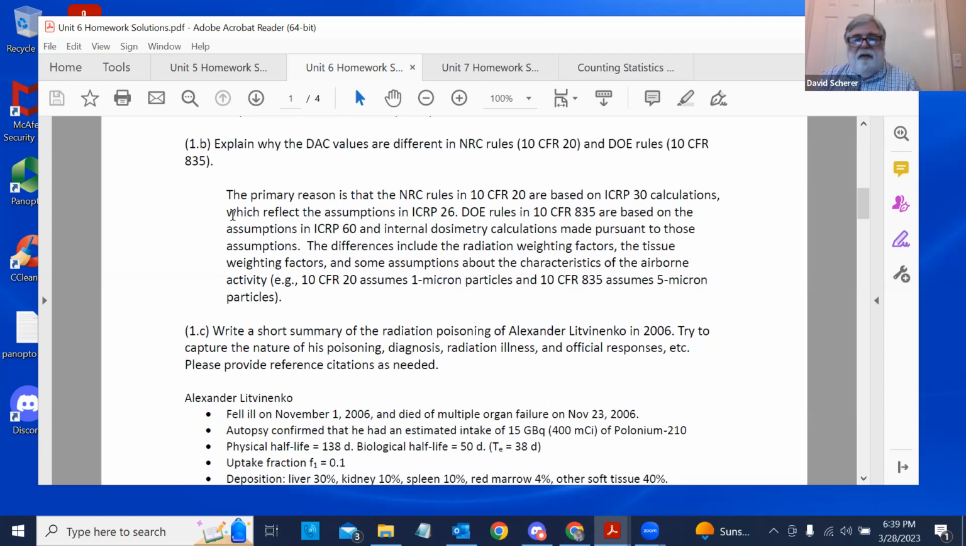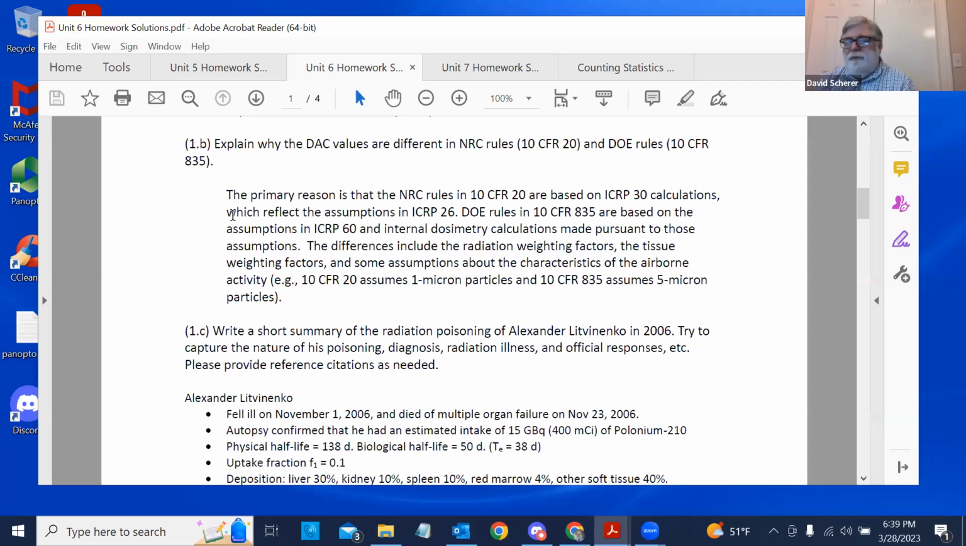And they've lived with it since then. They did not adopt the updated rules. When ICRP issued new standards, they didn't change with the standards. The DOE did change to the new standards, and so their rules reflect different fundamental assumptions.